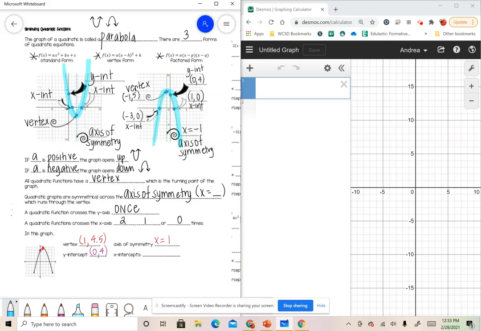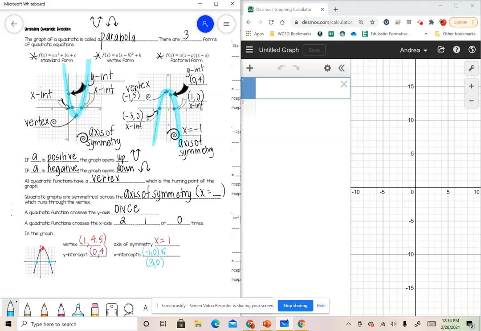Last thing I have are my x-intercepts. How many times does my graph hit it? Once. And then twice. So the first one, -1, 0. And the second one is at 1, 2, 3, comma 0. We're just going to round to the nearest one. I'll make it easier.